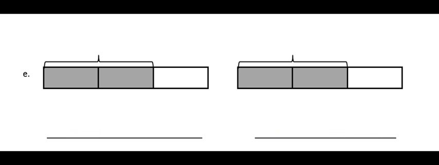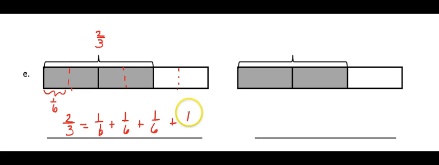Let's look at one more example. This time I'm starting with 2/3. There are 3 pieces that make the whole, 2 are shaded, so that's 2/3. I'm going to divide each of those in half, and each of these sections is 1/6, because it takes 6 to make the whole. Now I have 4 pieces that are shaded. 2/3 then is the same as 1/6 plus 1/6 plus 1/6 plus 1/6.